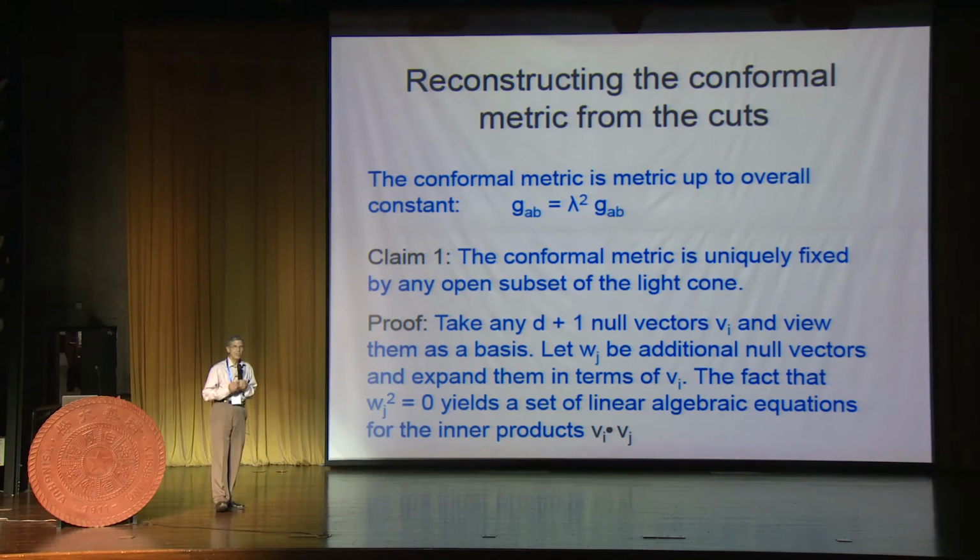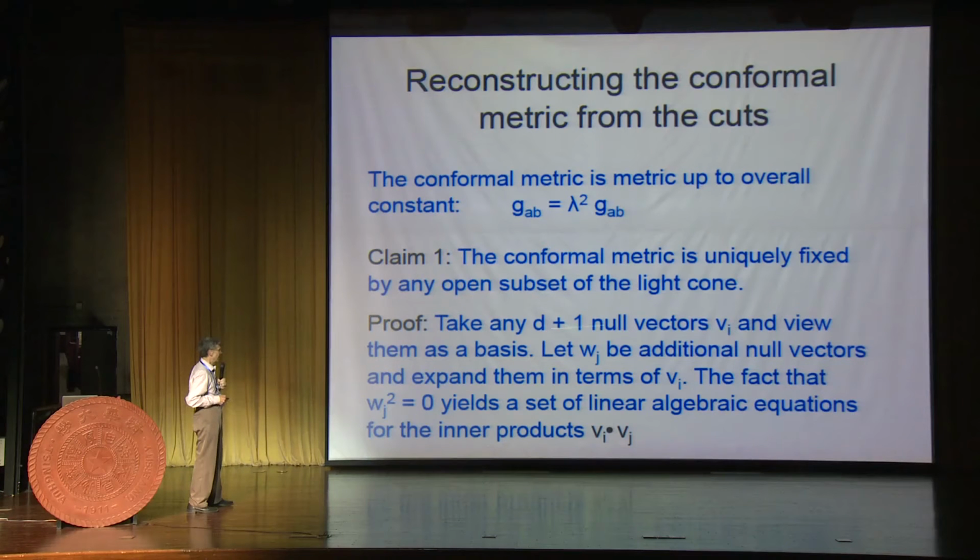A little bit more surprisingly, one can show that the conformal metric is uniquely fixed by any open subset of the light cone. So let me give you a quick argument for that. Take any d, if we're in a d+1 dimensional space, take d+1 linearly independent null vectors, v_i, and view them as a basis for the tangent space. You can always do this because there's no vector which is orthogonal to all the null vectors. So you can form a basis of null vectors.